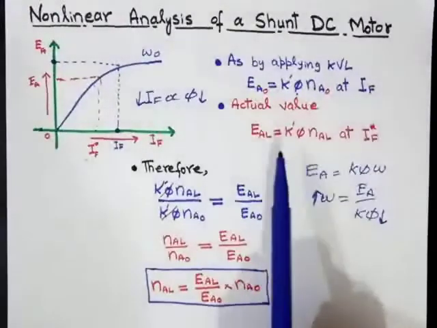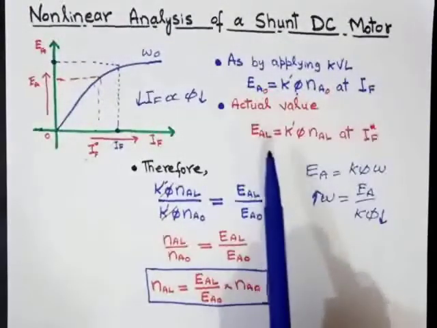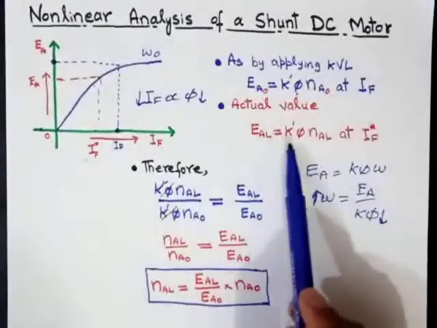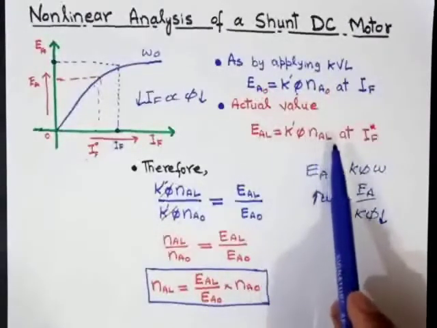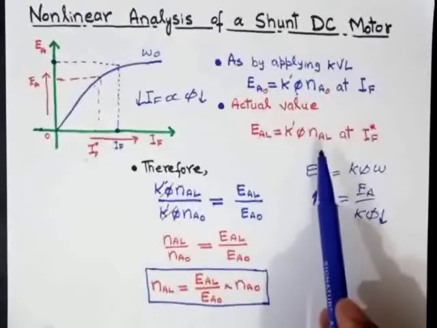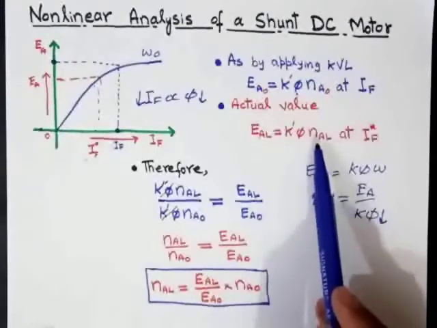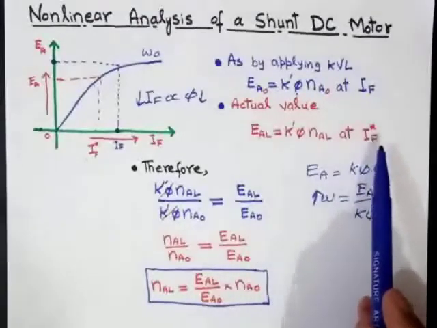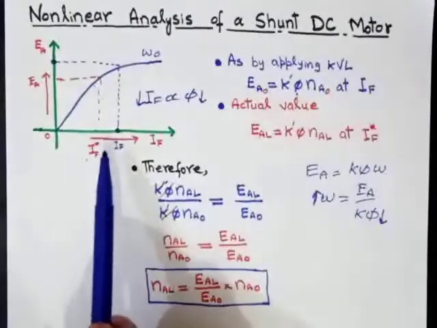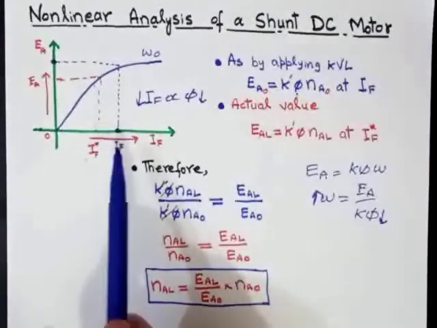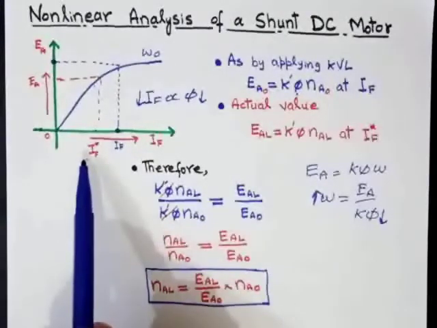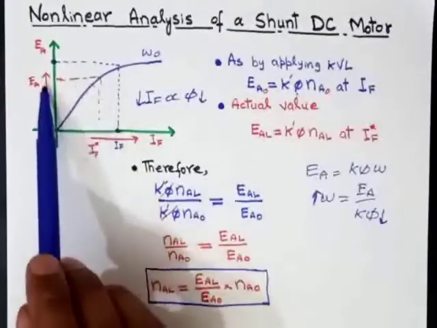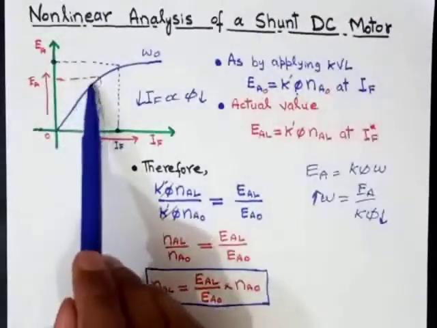So the actual value of internal generated voltage after the armature reaction will be EAL equal to K dash phi into NAL. Now, this is the value at IF static. As you can see in this curve, when armature reaction occurs, the current IF will reduce. Then the internal generated voltage will be like this. This is the actual internal generated voltage.